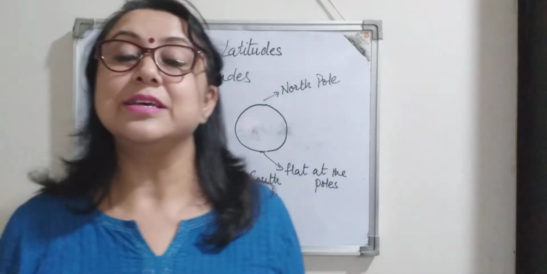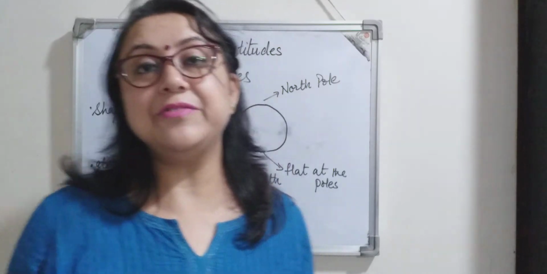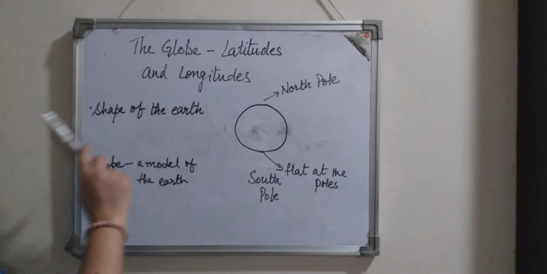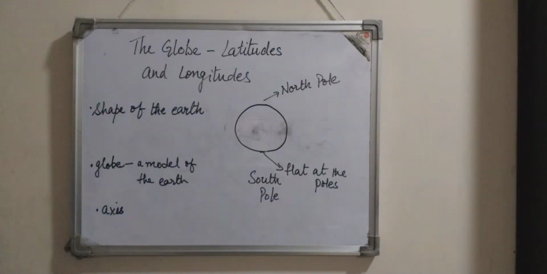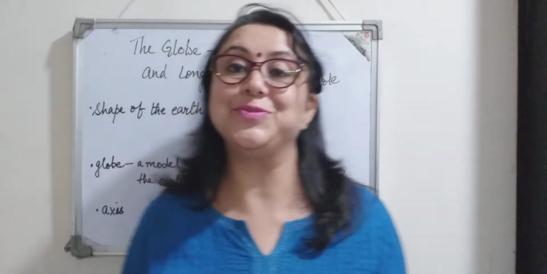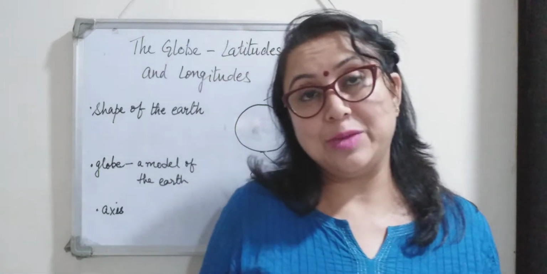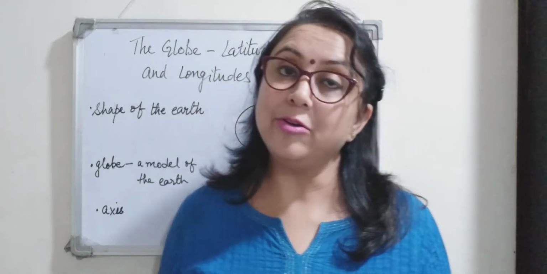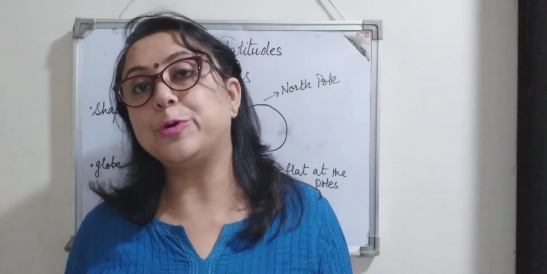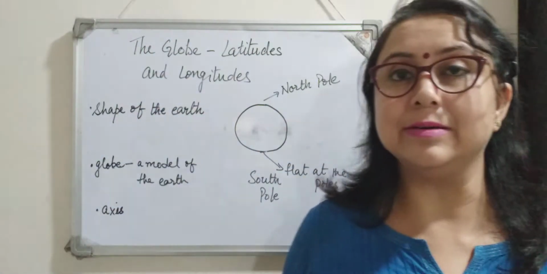So in today's social science session we will be discussing an important topic, that is the globe, latitudes and longitudes. As the name indicates, in this chapter we will be talking about our very own earth, the shape of the earth, and the imaginary lines which are there on the earth, right? So let's begin with the first point, that is the shape of the earth.